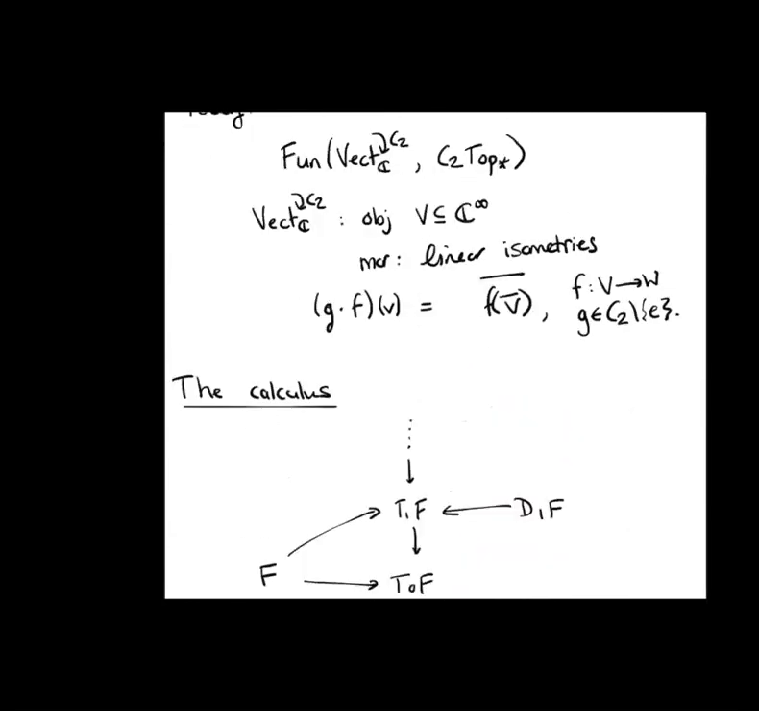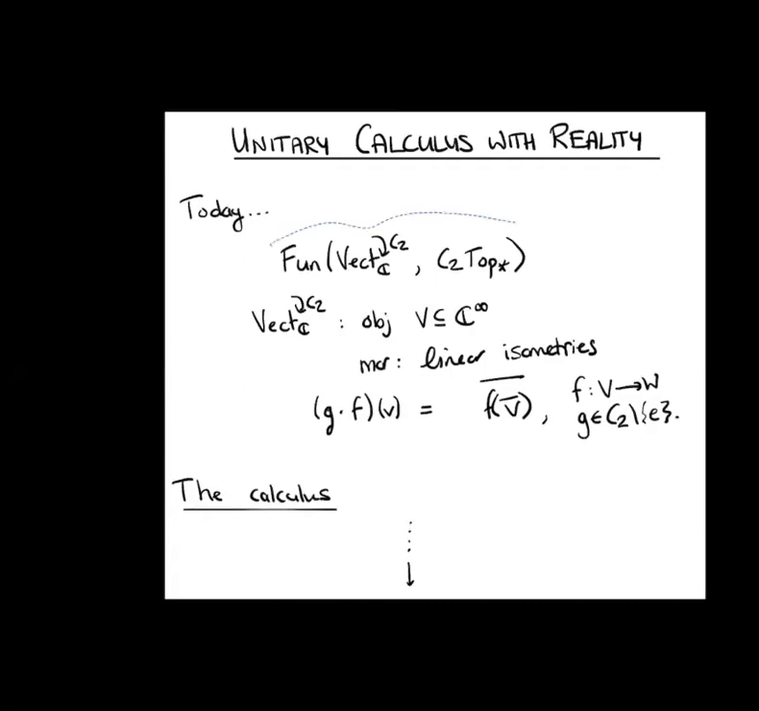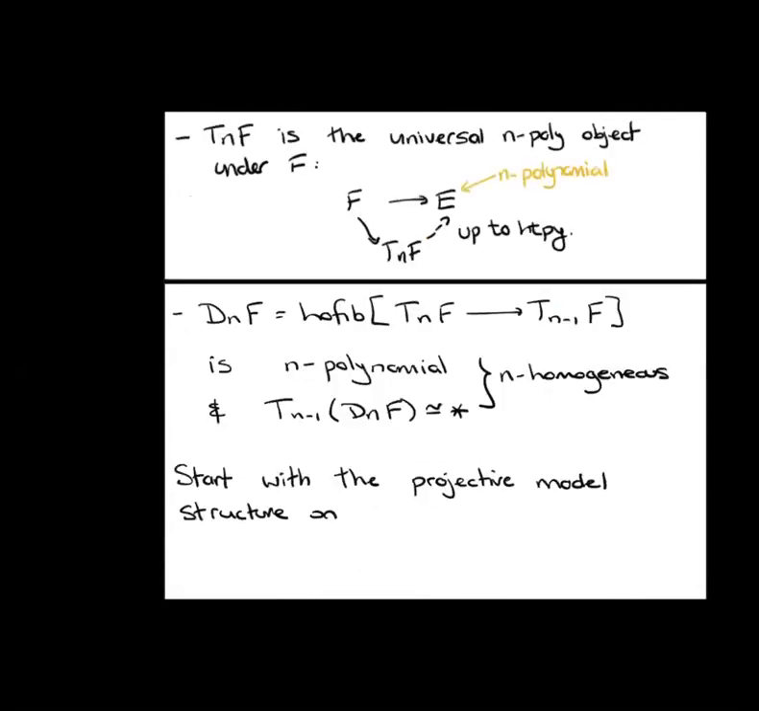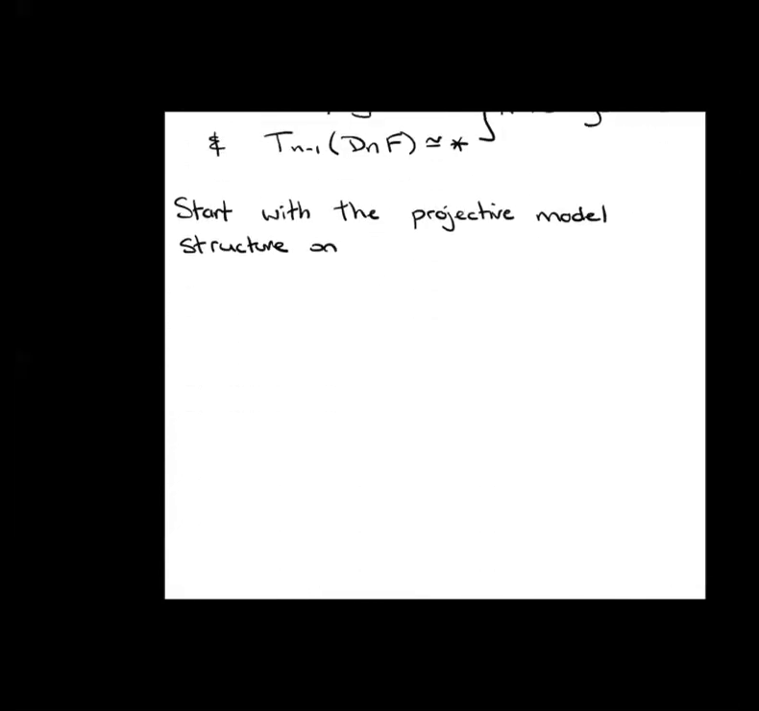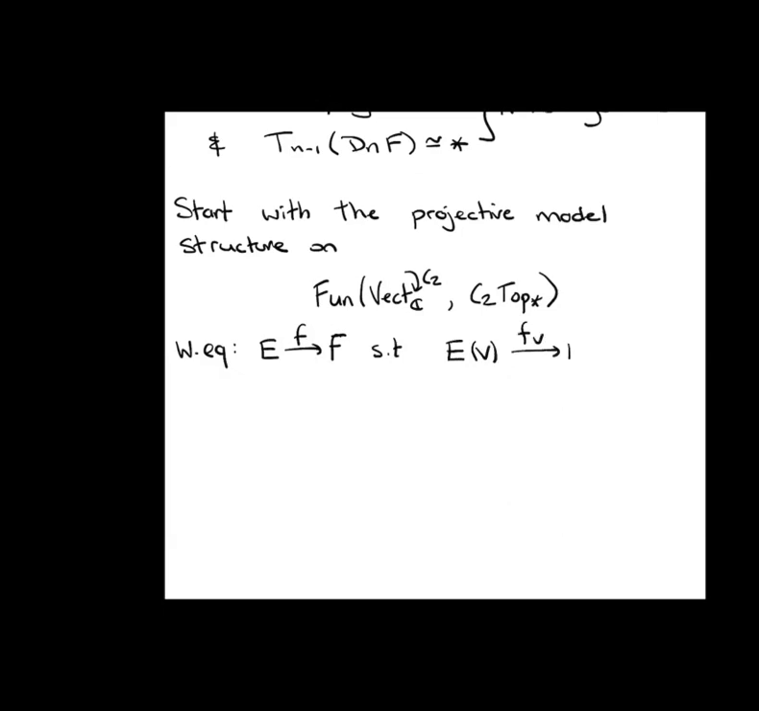Let me go back up and copy this because I will be using it a bunch. Okay, so just in case anyone's never seen this, the weak equivalences here are maps of functors that, when you look at it on each level, so at each vector space, the induced map is a weak homotopy equivalence.